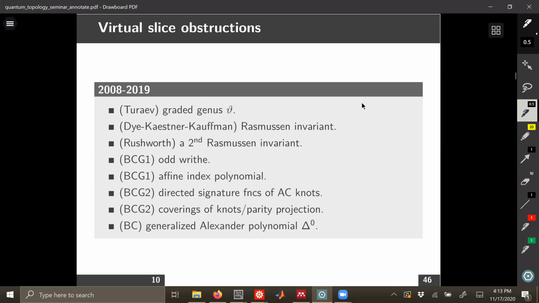For almost classical knots, there are these things called directed signature functions. And I don't think I mentioned this before, so let me go ahead and do this now. What does almost classical mean? Almost classical means that it has a homologically trivial representative in some thickened surface.